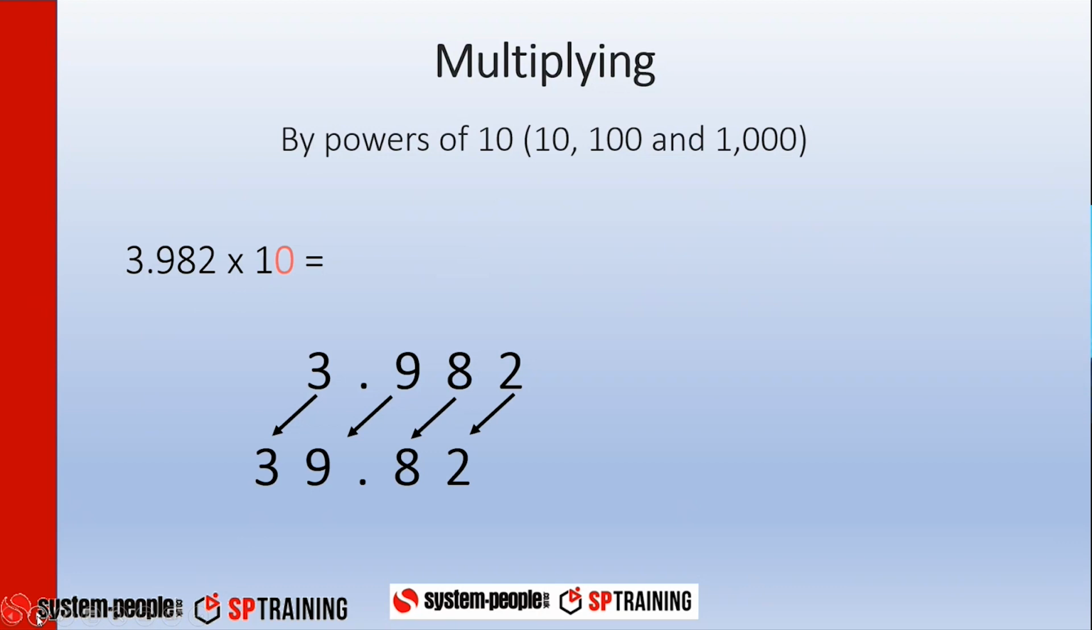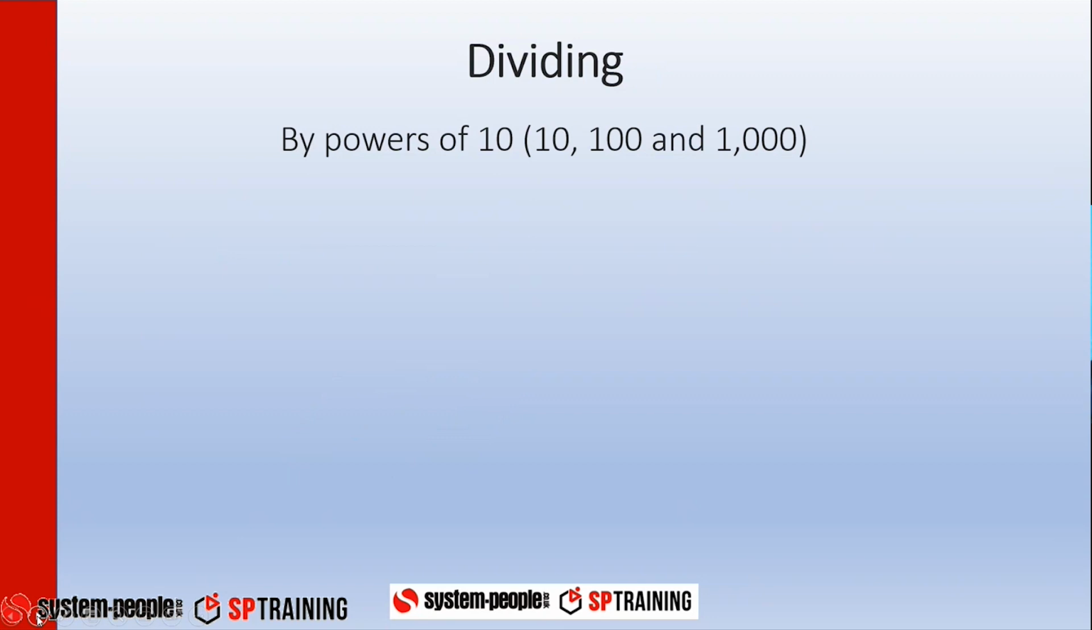So everything moves across one place to the left. So 3.982 will become 39.82. If I was multiplying by 100, everything will move 2 places to the left, and by 1,000, 3 places. So that's the first thing in there. So our answer to that question would be 39.82. And if we're dividing by powers of 10, that is 10, 100 or 1,000, we do the opposite.